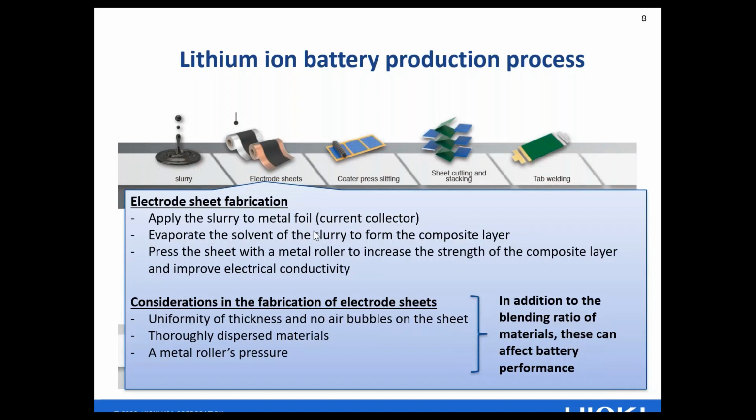This gives it mechanical strength. It also gets rid of air bubbles or any inclusions that may have been included when you deposit the slurry on the copper foil. So things that are important in this process step are the thickness uniformity of the electrode sheets. You make sure that there are no air bubbles included. Air bubbles are always a point of failure for the batteries.